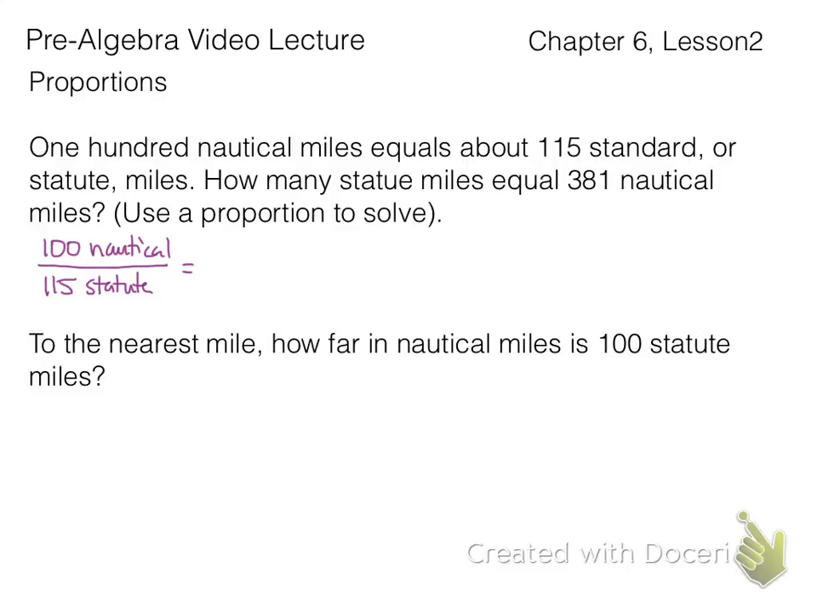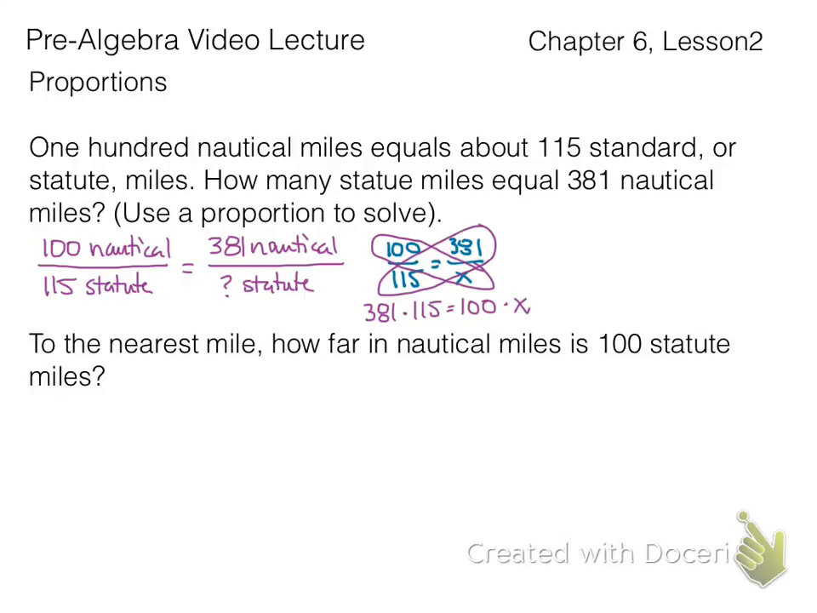All right, so if we know that 100 nautical miles is about the same as 115 statute miles, and this is kind of like a rate, they mean the same thing. If I go 100 nautical miles, it's the equivalent of going 115 miles on land, and we set that equal to how many nautical miles we know and how many statute miles we don't know, we are going to get ourselves a proportion. So we're going to end up with 100 over 115 is equal to 381 over x. Cross product away. 381 times 115 equals something times 100. So let's figure out what x is.